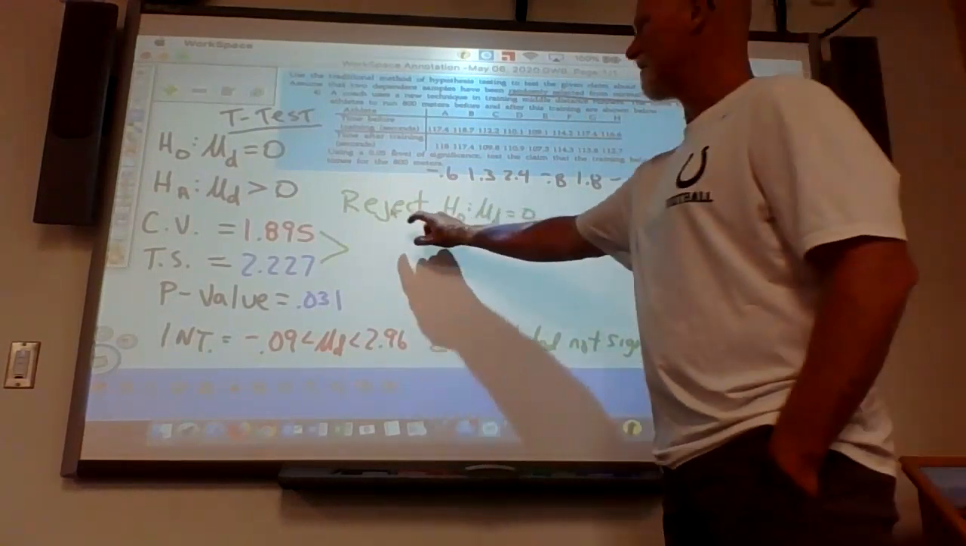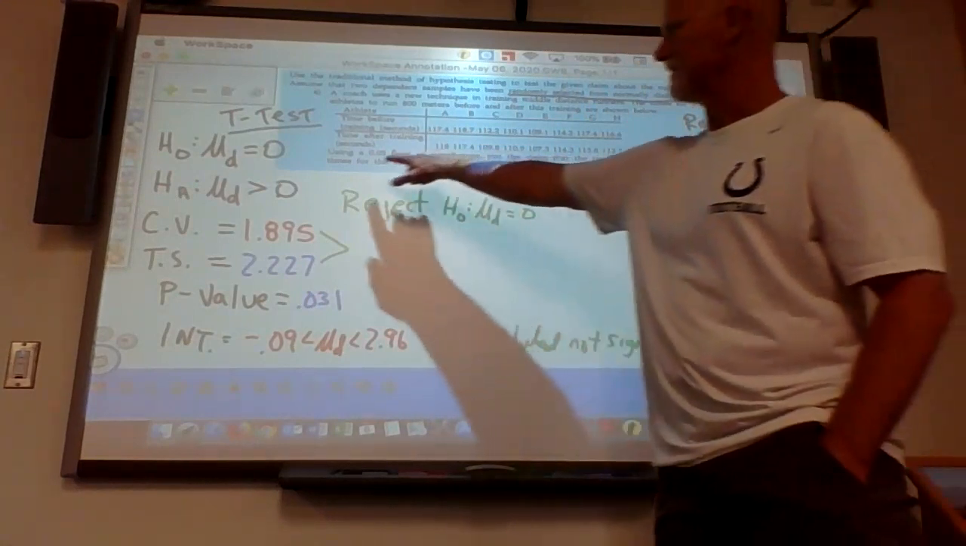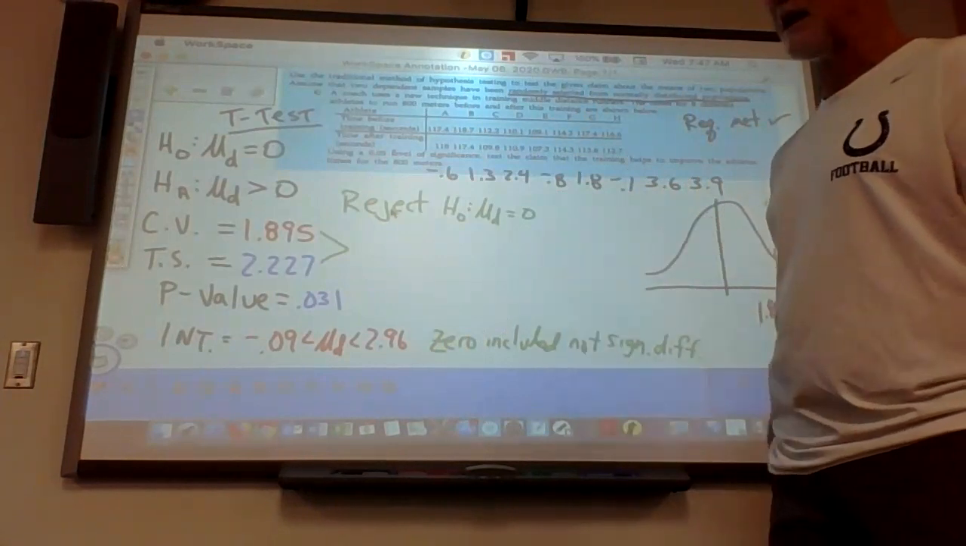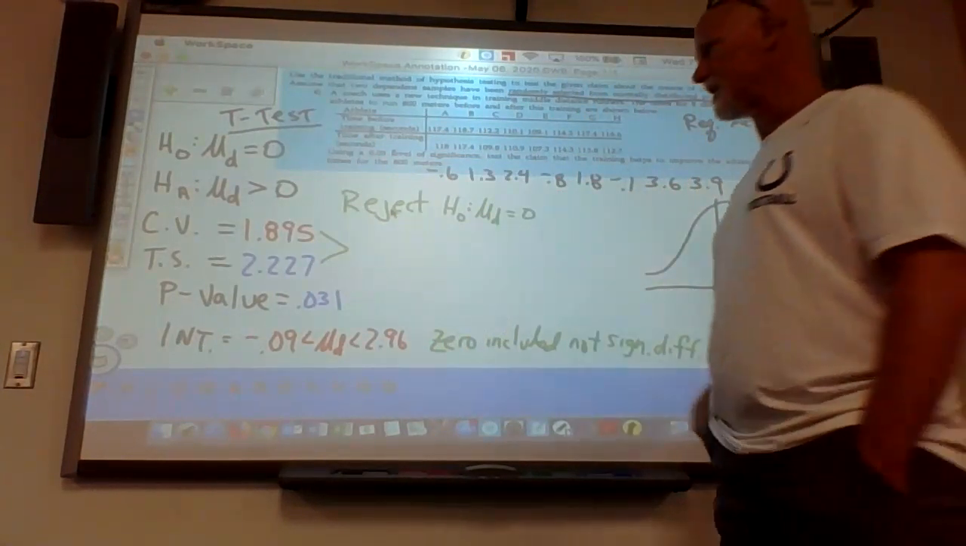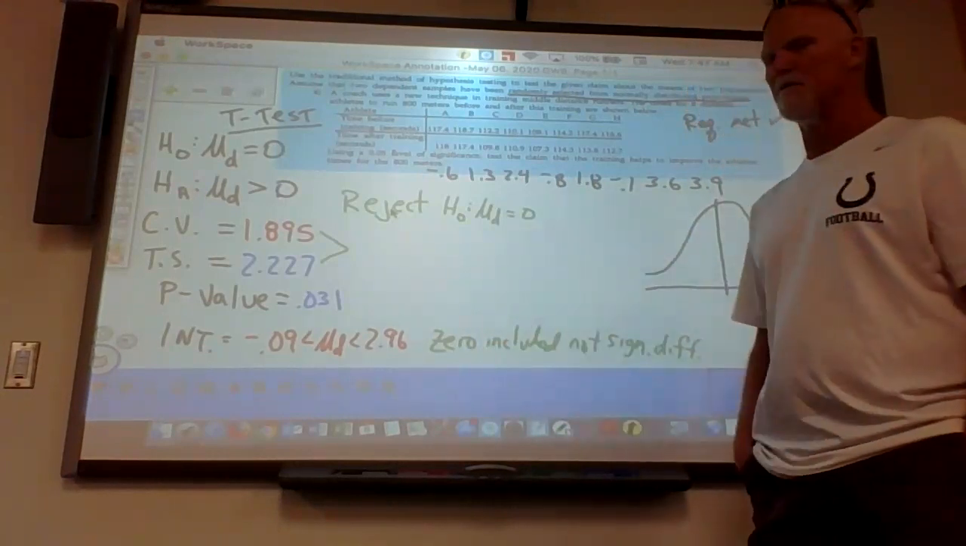You would write, we have convincing evidence that the training helps improve the athlete's times for the 800 meters. You have that written down on your answer sheet as well as all of the rest of it. But I wanted to highlight all of that.